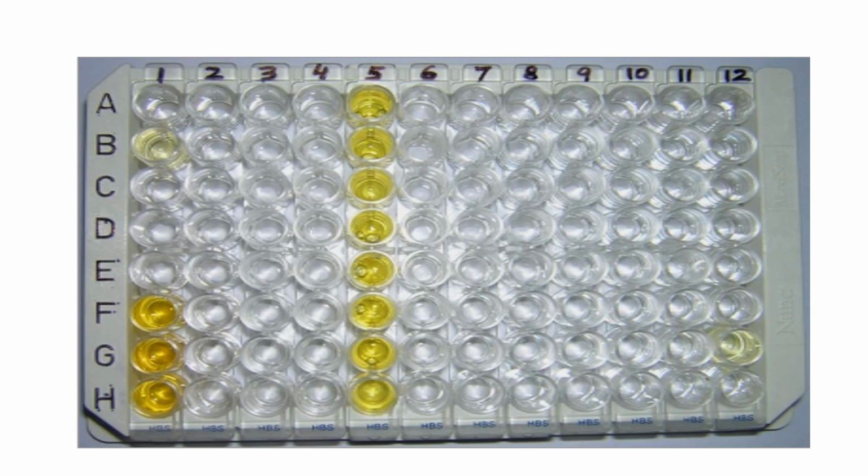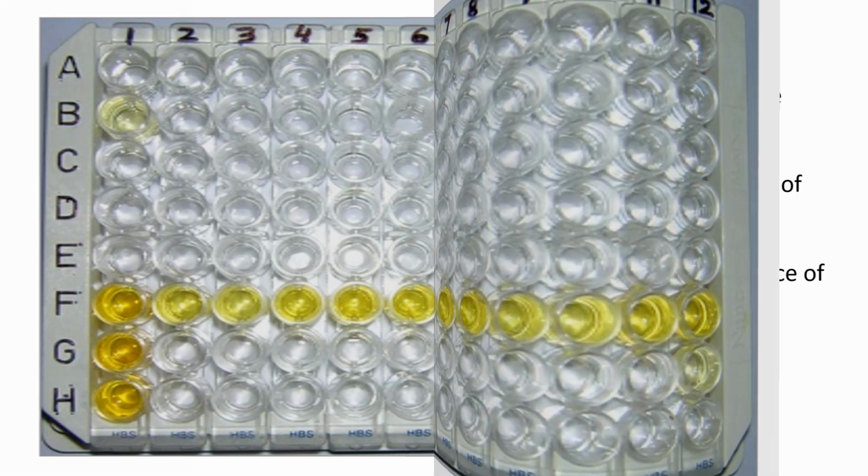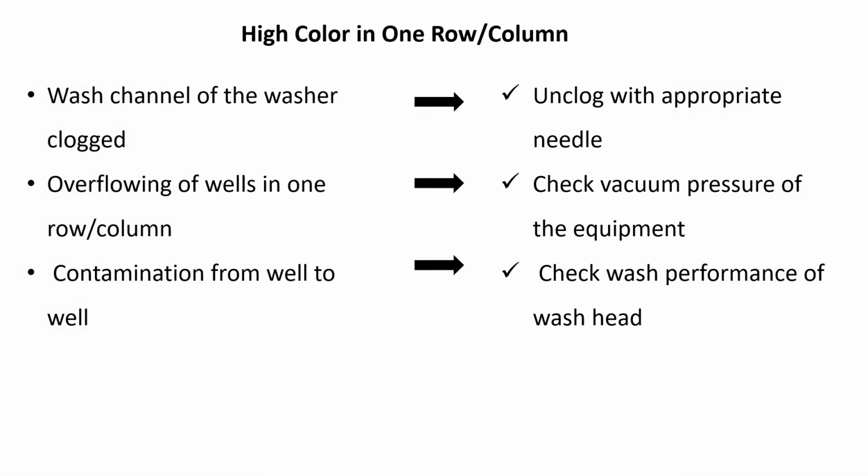Next one, if you see, there is color in one column. That means high color in one row or column. Second, in this picture, you will see there is high color in one row. So the wash channel of the washer is clogged, so we have to unclog it with an appropriate needle. Overflowing of wells in one row or column: we have to check the vacuum pressure of the equipment. Contamination from well to well: check the wash performance of the wash head.